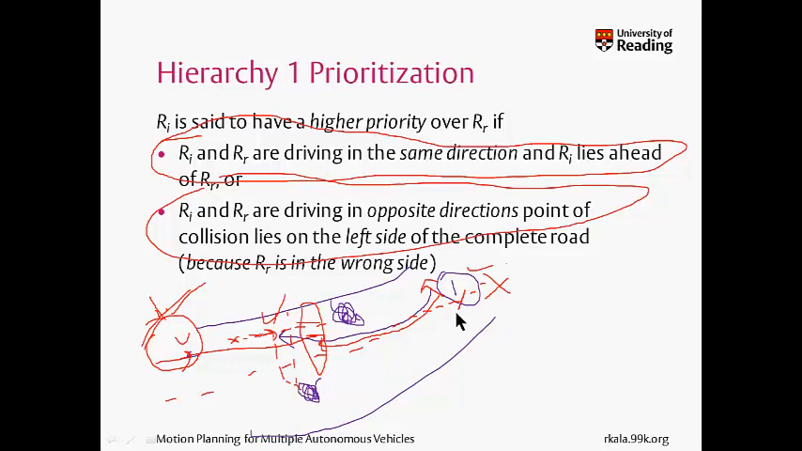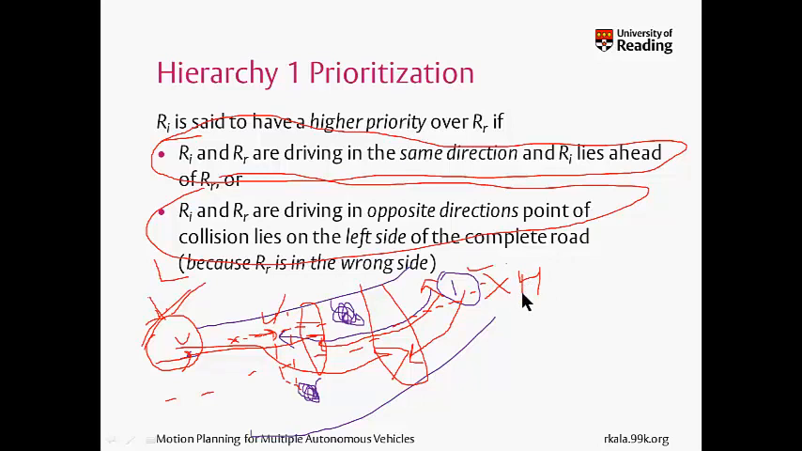If, instead, this vehicle was traveling like this and this vehicle was traveling like this, and I was computing for this pathway segment, and the collision happens on the right, then it is this vehicle's fault, and hence this has a low priority and this has a high priority. So this is a very simple prioritization scheme.